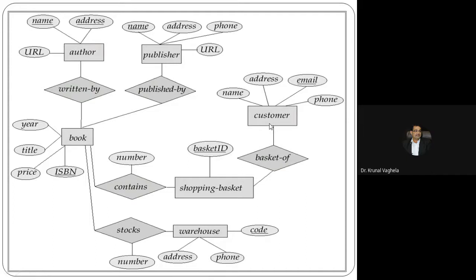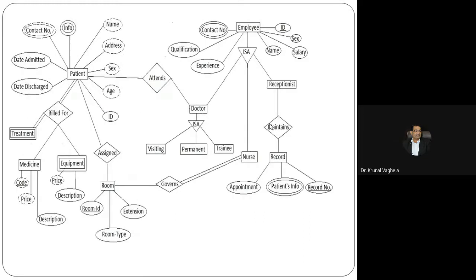6 marks I am telling you, 1 or 2 questions. That means 12 marks of weightage. This is hospital. Medicine, equipments, treatment, patient, employee, records, all these things.